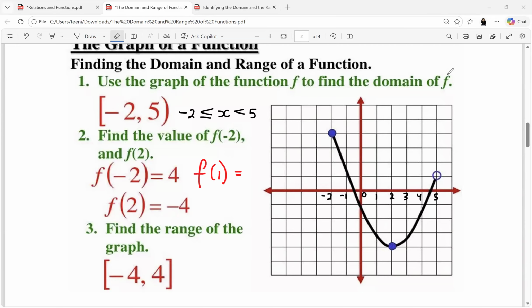Ari, what's f of 1? Is Ari there? No, Ari is not here. Safi, are you there?